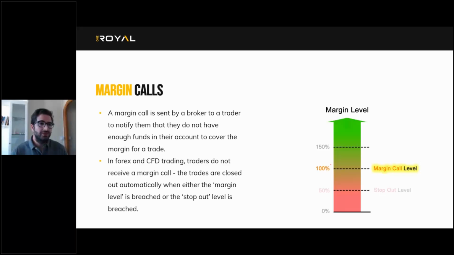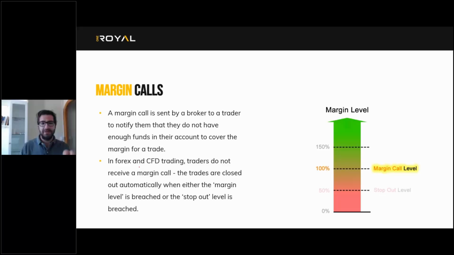We will go to this slide, which is margin calls. A margin call is sent by a broker to a trader to notify them that they do not have enough funds in their account to cover the margin for a trade. Back in the days, they usually send you an email or call you to tell you that you don't have enough money in your account to cover the margin requirement.